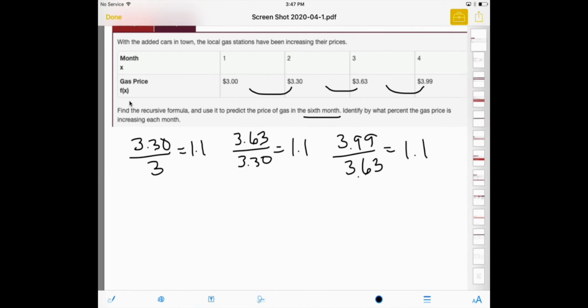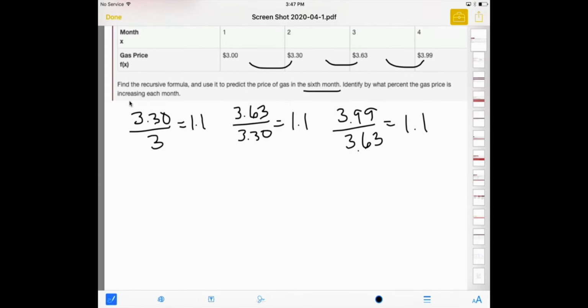Now from here it's asking me to find the recursive formula. So from what we were just talking about, we want to make sure that we use the common difference, or in this case the common ratio, because it's by multiplication, and then the previous term to find what I'm looking for. So I'm going to take the common ratio, which is 1.1, times f of n minus 1. So that's going to be the previous term.